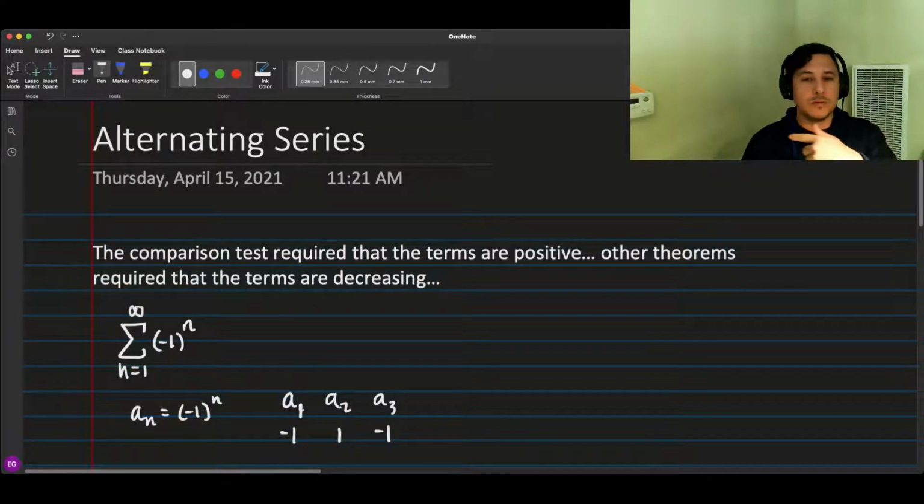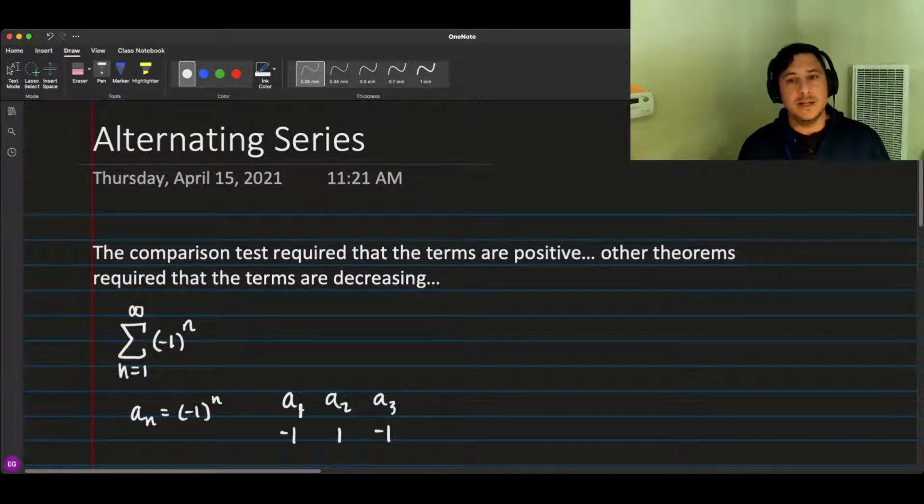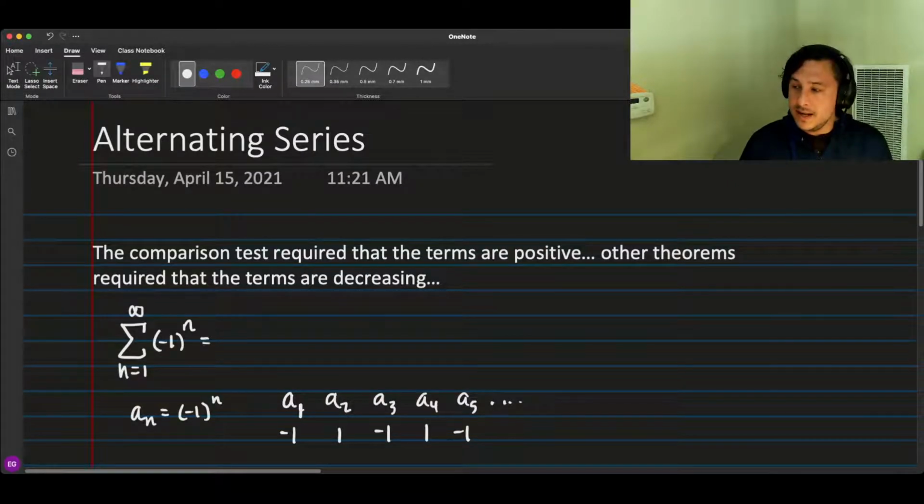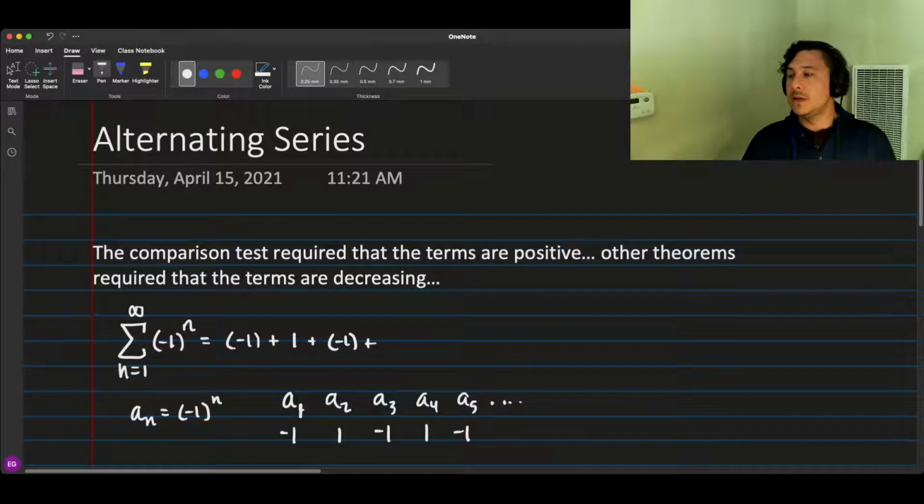So how's this always going to work with this sequence? How would you describe when it's negative and when it's positive? Yeah, exactly. All the even powers will be positive, all the odd powers will be negative. So what this becomes is negative 1 plus 1 plus negative 1 plus 1 plus negative 1 ... forever.